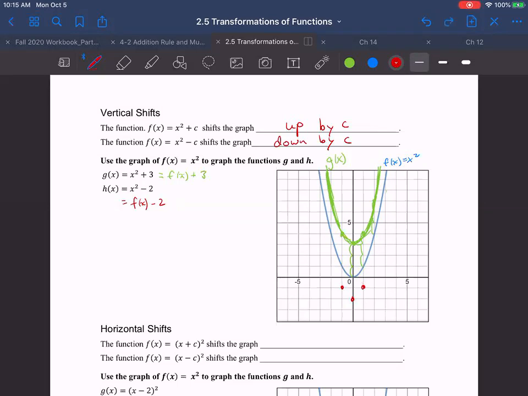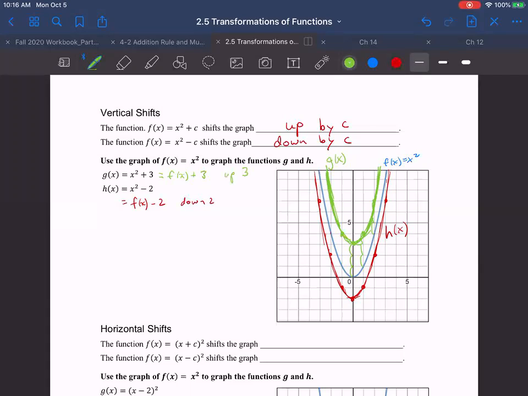And then I come up here to this point and I drop down 2, and this point and I drop down 2, and this point and I drop down 2 like this. And I just go along to any point that I can and I drop it down by 2, and you end up with this function here, this curve, which is again that parabola, but shifted down by 2. And that one is h of x right there. So this one was down 2. This one was up 3.